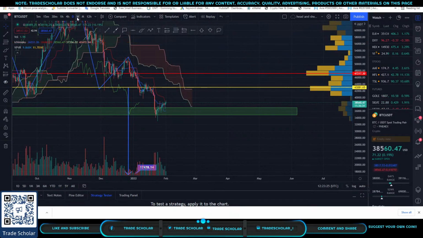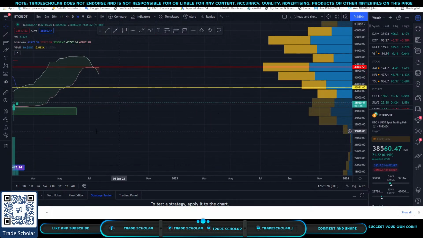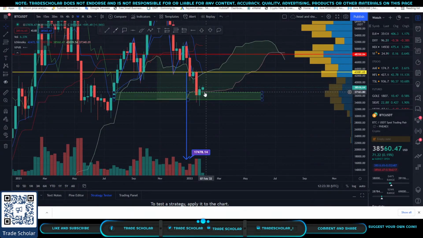So that's what we are looking at with our Ichimoku cloud. Right now, we are inside the cloud. We touch the cloud and then we pump again. So we are in safe hands right now.